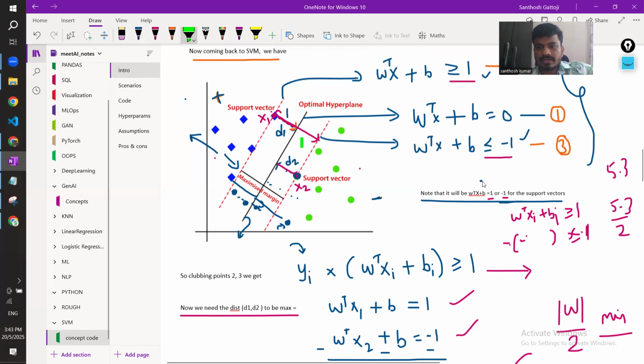If I have a green point here, this is fine, right? Very much fine, very good, because it is perfectly classified, perfect classification. So now the reason why I discuss these two is that there are two points.